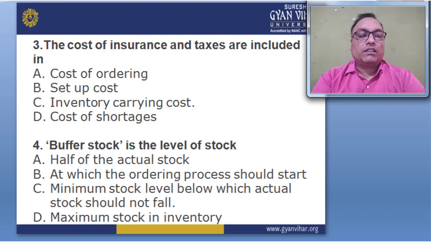And question number 4: buffer stock is the level of stock which is half of the annual stock at which the ordering process should start, the minimum stock level below which actual stock should not fall, or the maximum stock in inventory. So the correct answer is C, which gives the minimum stock level below which actual stock should not fall. So we move to the next problem.